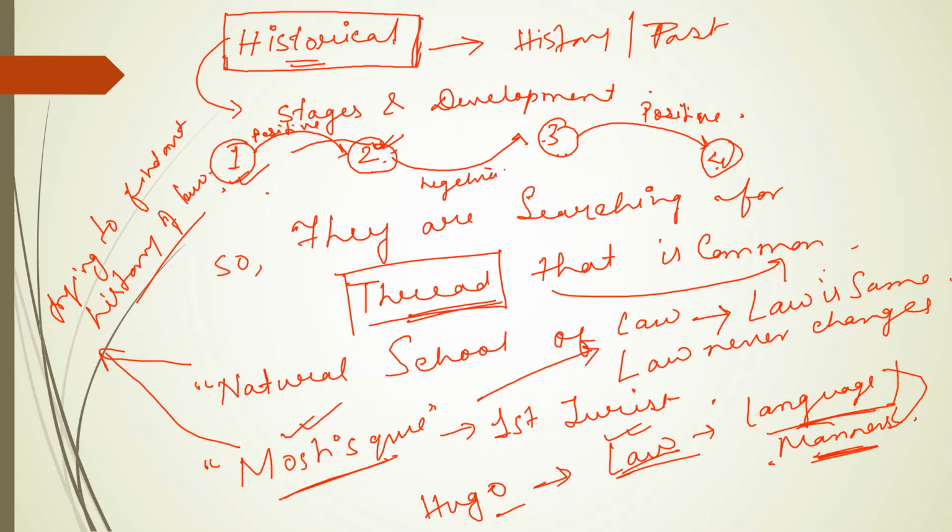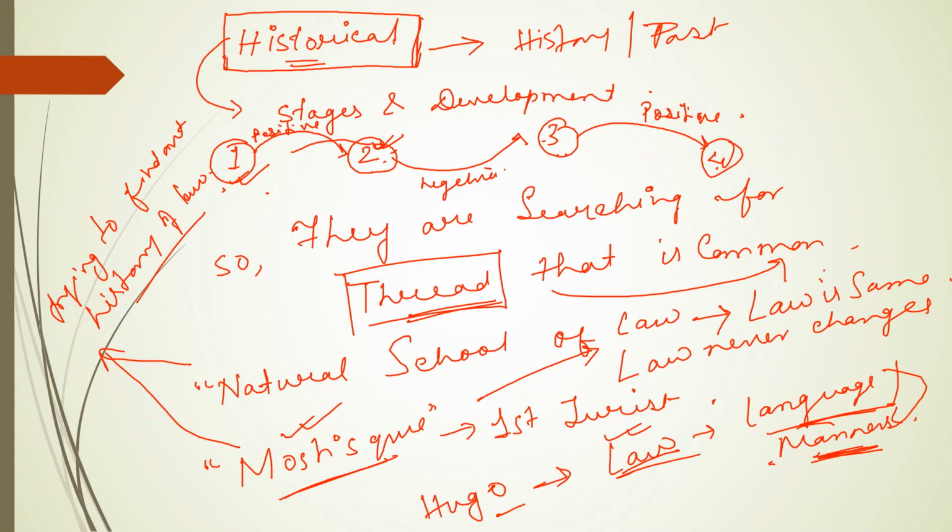So under historical, we come to know it is also known as the natural school of law. Those in the historical school always try to refer to the history and the past, and they always try to find out the history of law. Because in every stage they refer to the past, and they always try to find out something common from every stage.